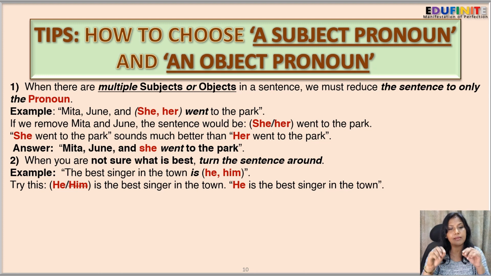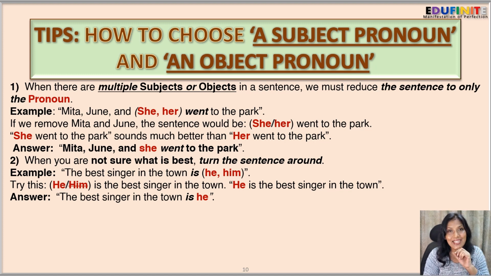Instead of saying "the best singer in the town," we bring "he or him" in the front. We make it the subject. So it becomes "he or him is the best singer in the town." Now over here, obviously we never say "him is the best singer in the town." We always say "he is the best singer in the town." So the answer is, now we reverse it and put he over there: "the best singer in the town is he."